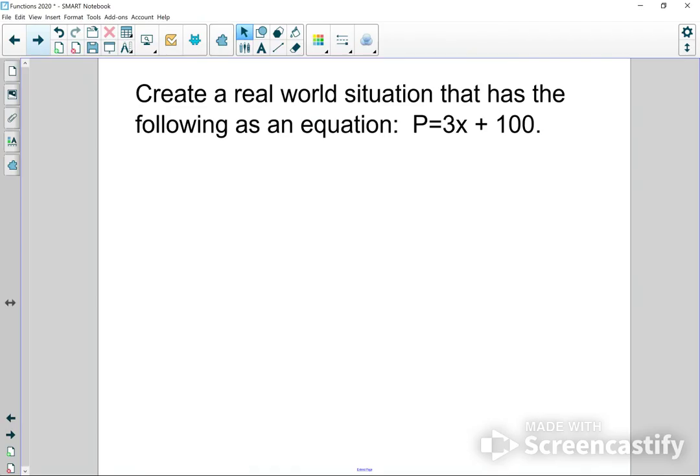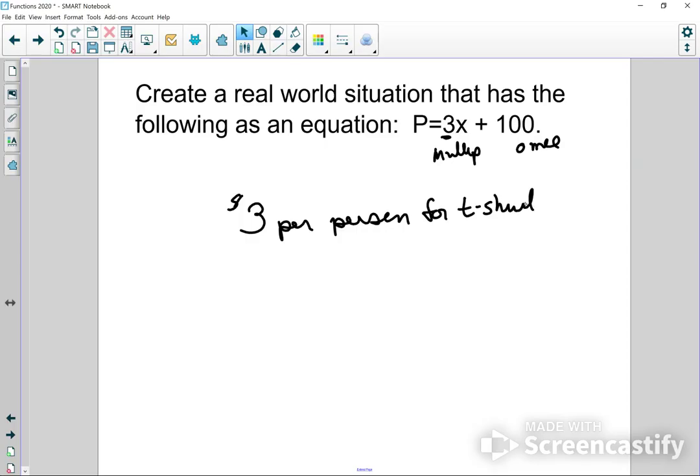Okay, well, what about word problems for these equations? This problem says create a real world situation that has the following as an equation. So 3 is happening multiple times because it's got that x, and 100 is only happening once. So could we say $3 per person for t-shirts plus a $100 setup fee?